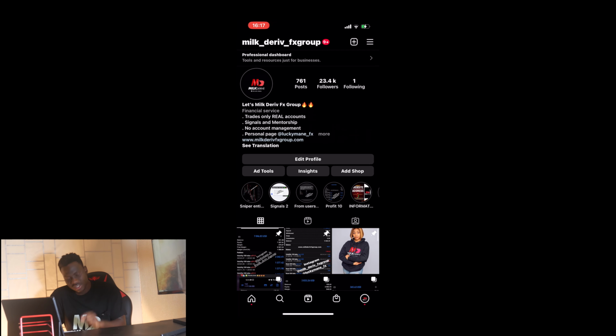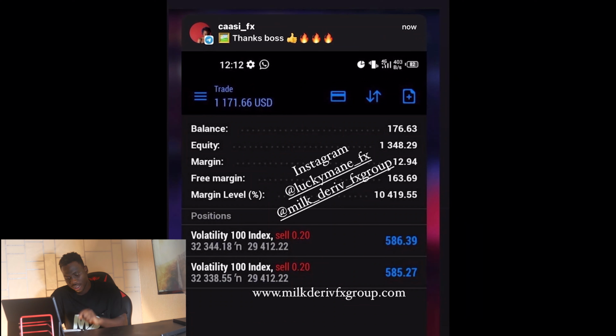So as you can see here, the deposit was $176, and the profit was $1,171 by just taking our signals. This is one signal. I'm not talking about totaling all the signals we've made. This is just one that this person is making this profit from. That's to tell you how marvelous and nice the signals are.